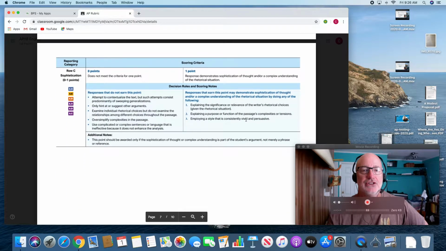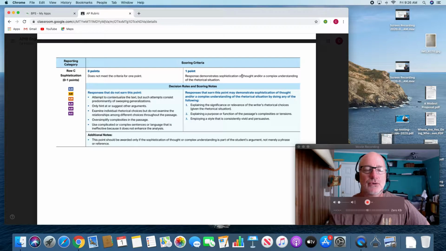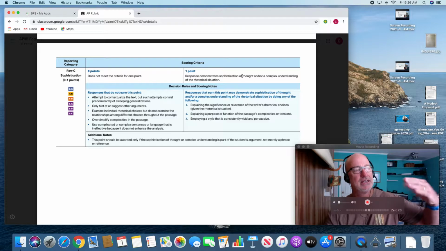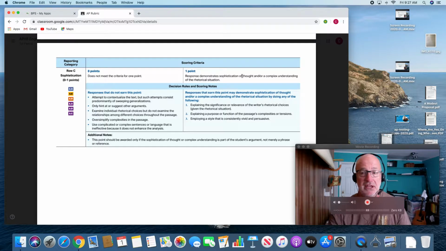And then sophistication here. Response demonstrates sophistication of thought and/or complex understanding of the rhetorical situation. Not just giving me a, hey, uses this and this, but the nuances and understanding where we are. Like, for example, on the last one, Barry. Barry was writing in reflection of the flu epidemic. He's a contemporary guy. You can Google him. He gives interviews and all that. He's not somebody who was living through it.